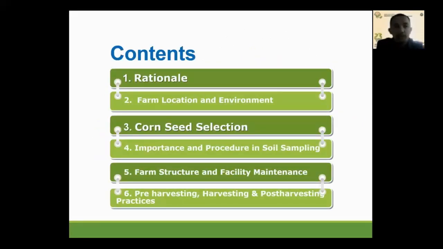The contents of my presentation will be the rationale, the farm location and environment, corn seed selection, importance and procedure in soil sampling, farm structure and facility maintenance, pre-harvesting, harvesting, and post-harvesting practices. I also include the development of aflatoxin in corn, its prevention and control, because one of the main objectives of this code of GAP for corn is to minimize or prevent the occurrence of aflatoxin in corn.